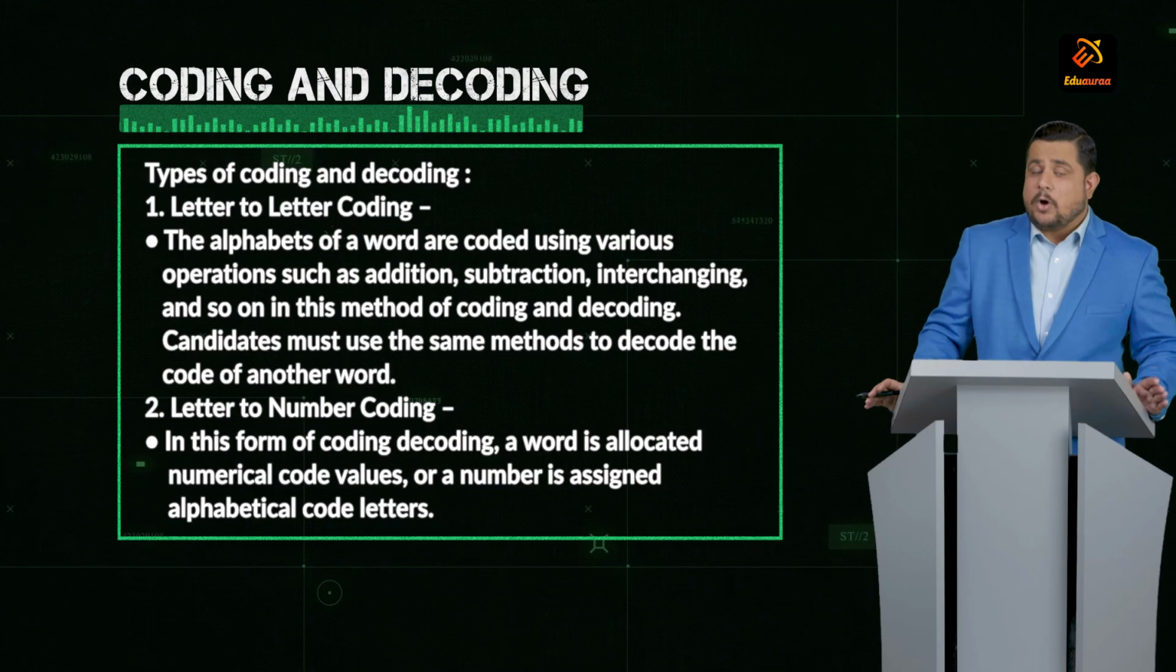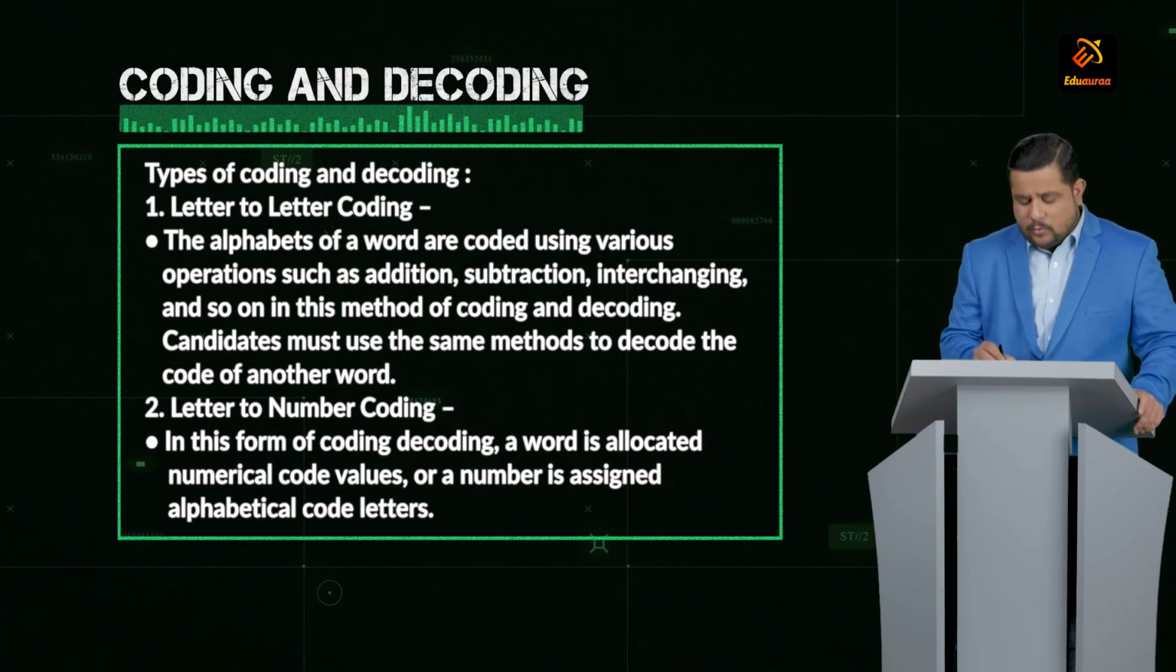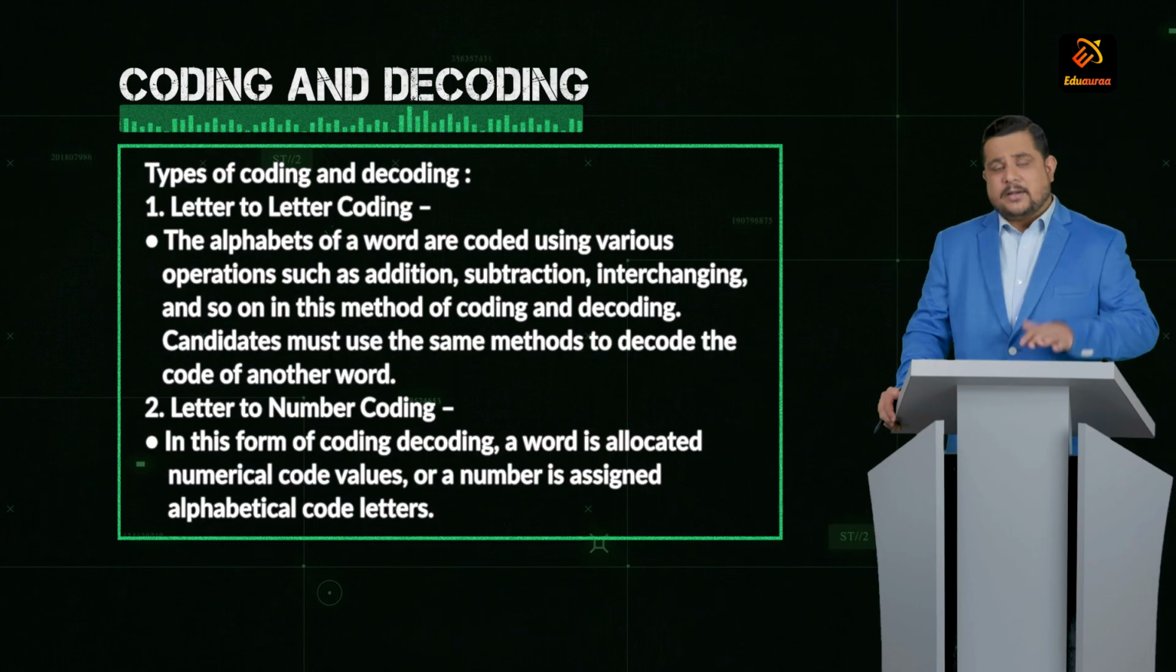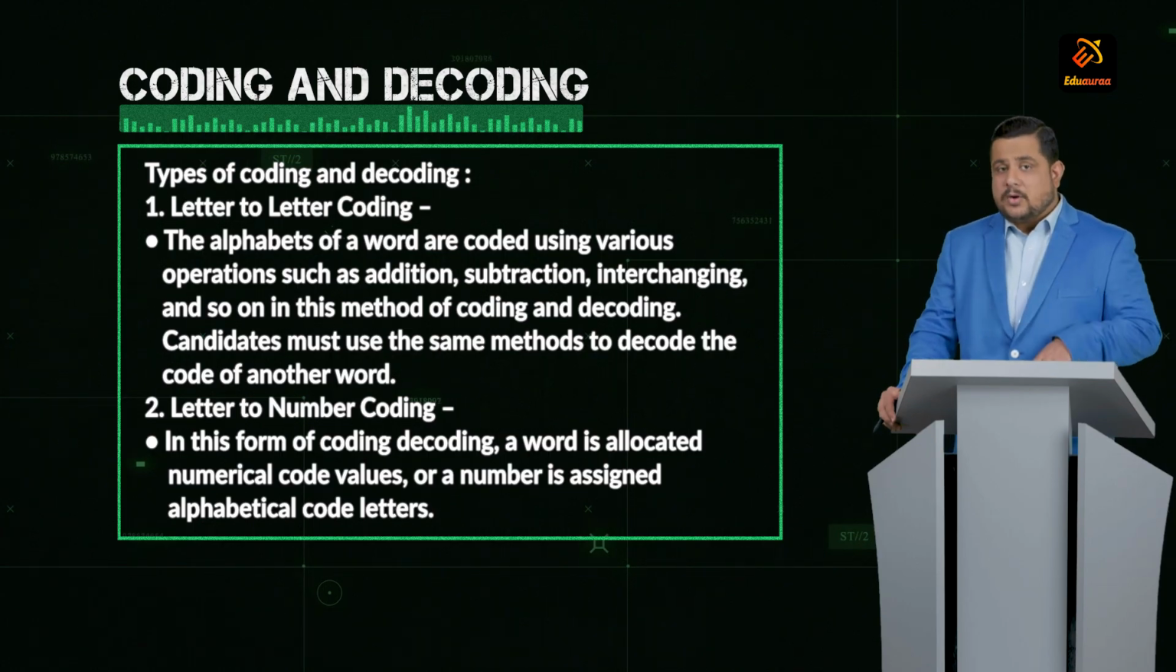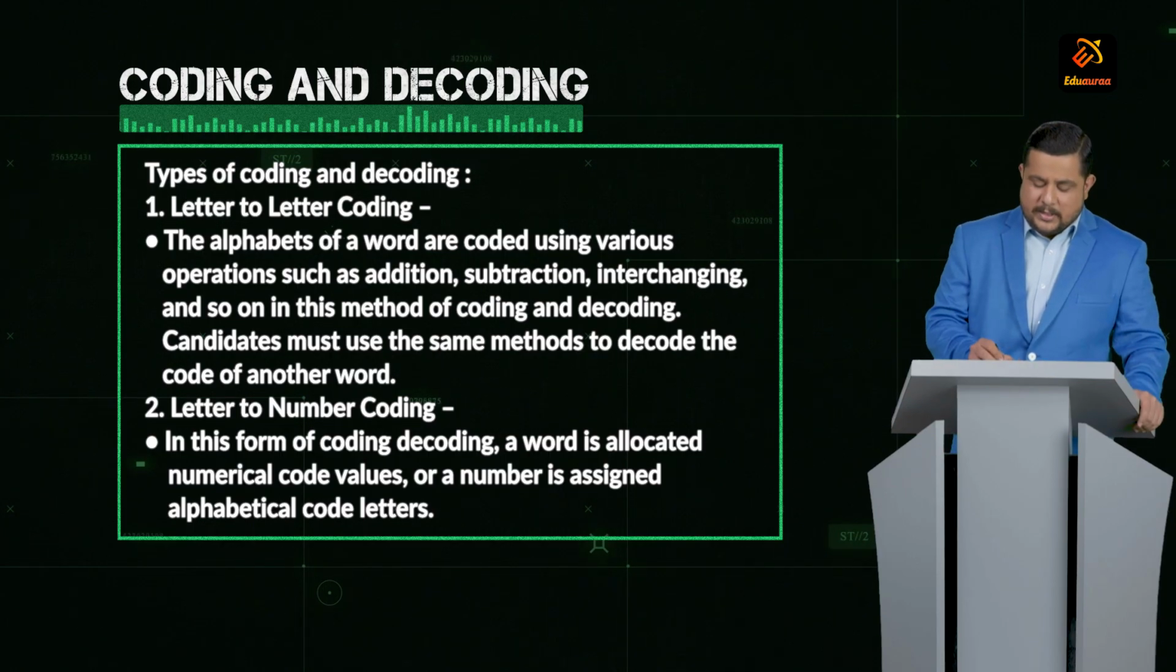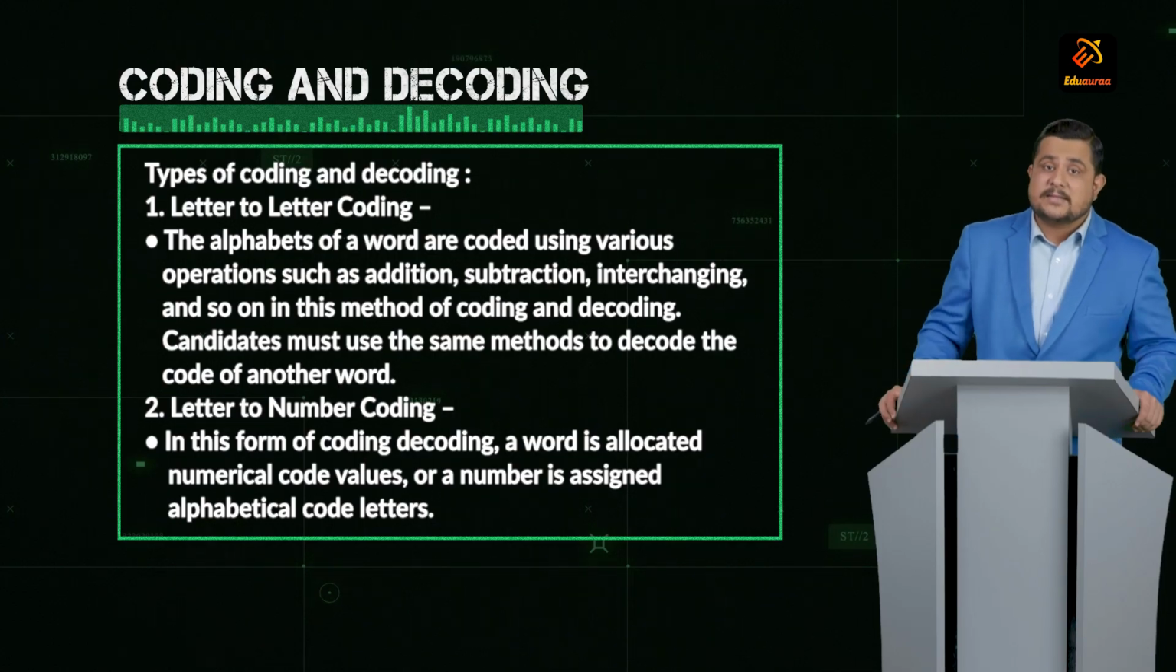Now, letter to number coding. In it, letters will be coded in terms of numbers. In letter to letter coding, a letter will be coded in letter form. In letter to number coding, a letter will be coded in terms of number. We can call this number coding also. I hope you understood the logic.